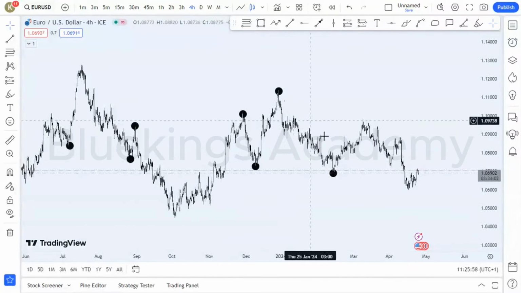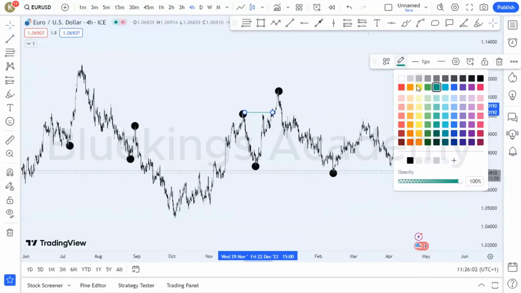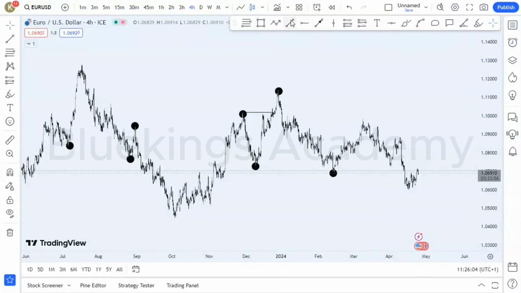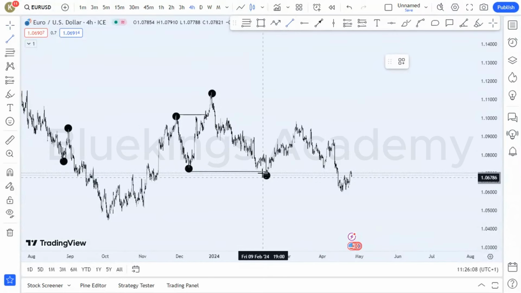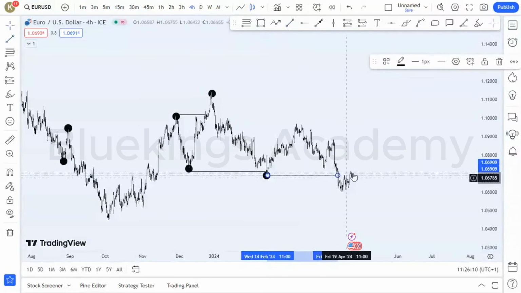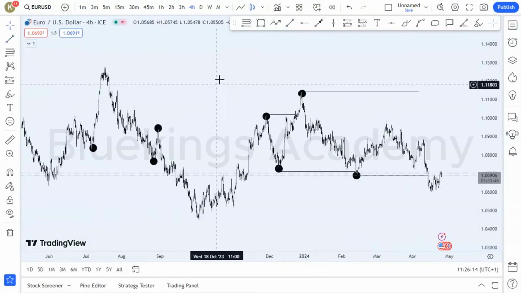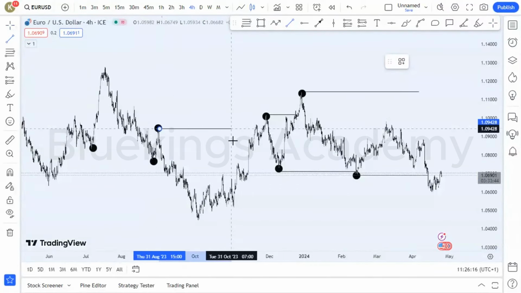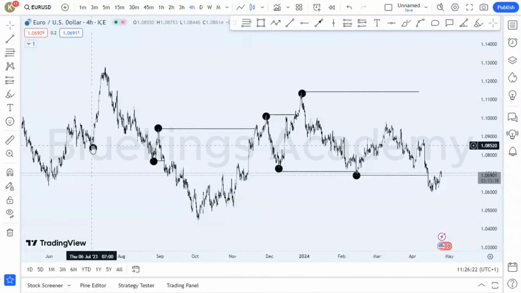Okay, so we have our external structure here, which is going to be drawn in a black line. Very easy, very simple. Drawing a black line.